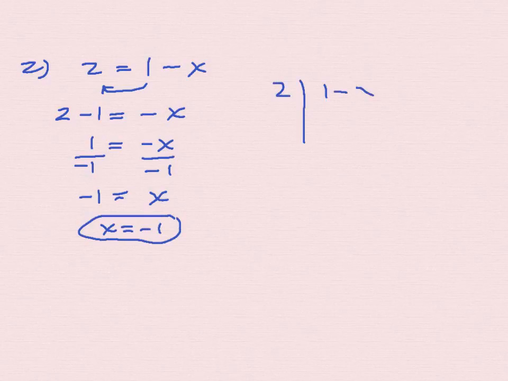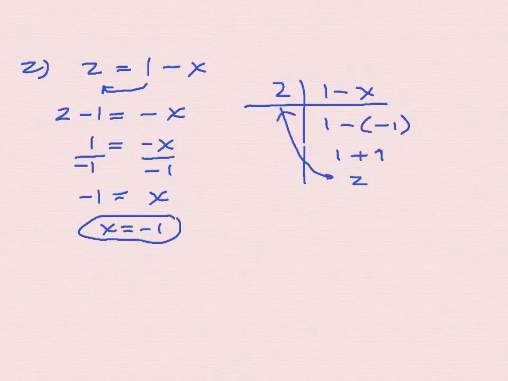Is the answer correct? 1 minus a minus 1 becomes 1 plus 1, which gives you an answer of 2. And of course, the left side and right side are equal. Therefore, that is the correct solution.